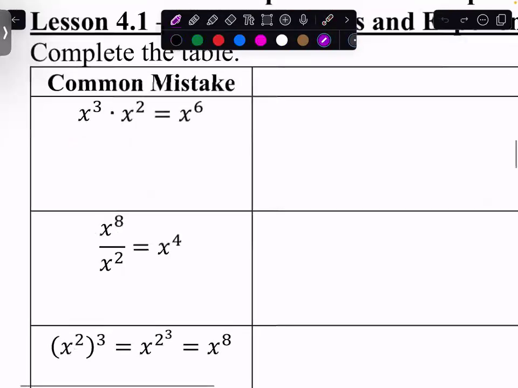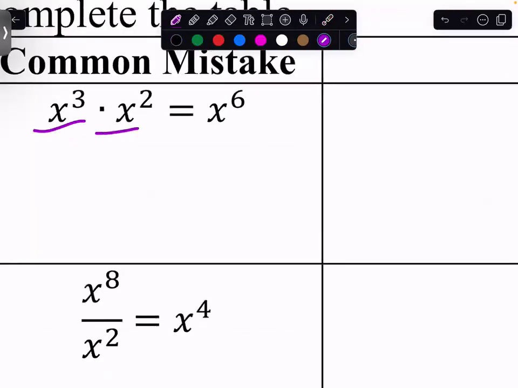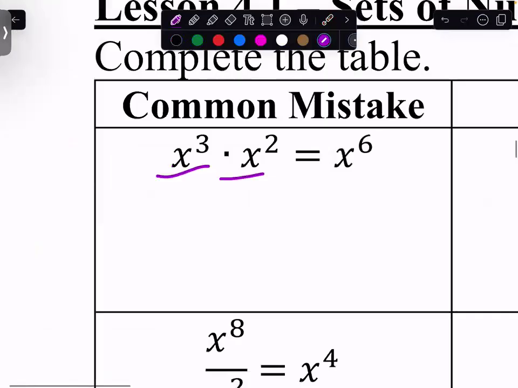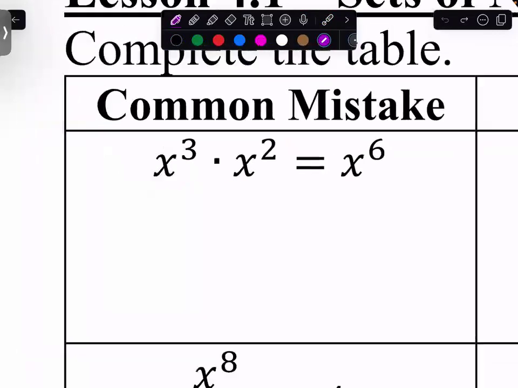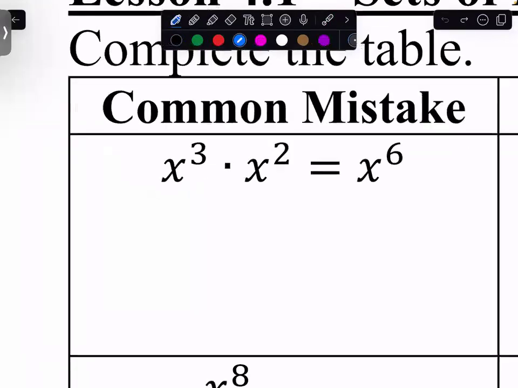Okay, so the problem was x to the third times x to the second. And a very natural answer would be, oh, 3 times 2 should be 6. But that's actually not correct. Okay, so here's the correct way to approach it.